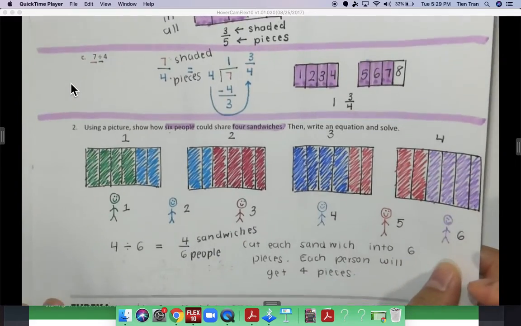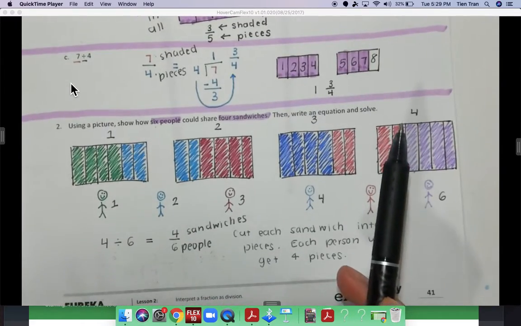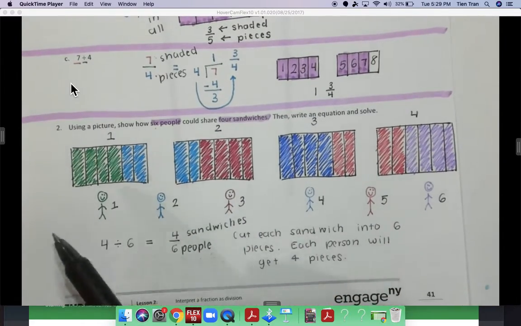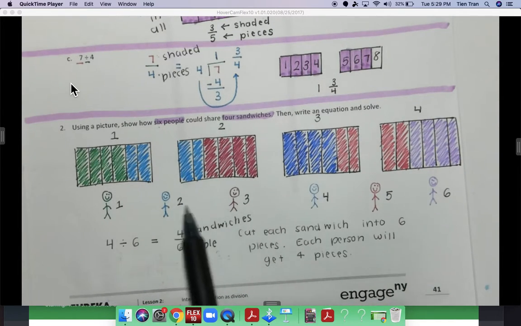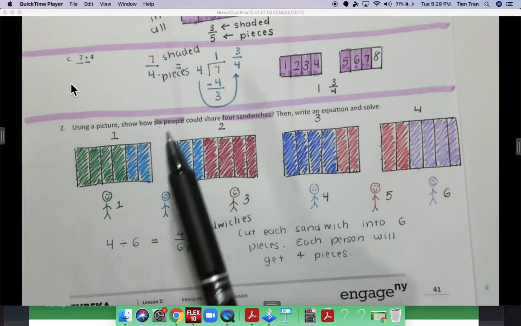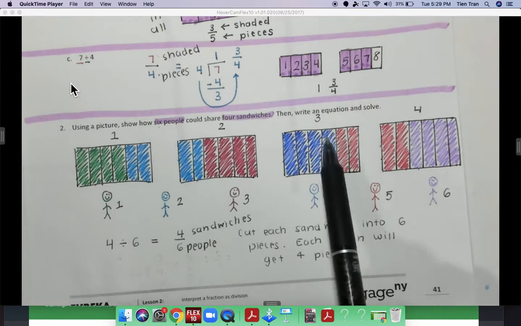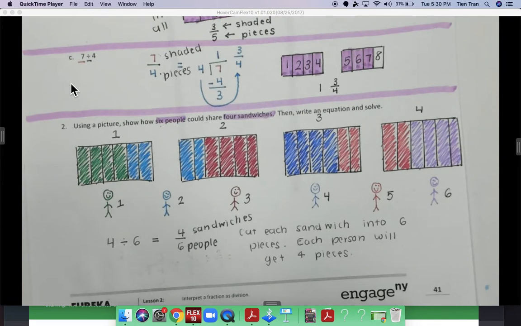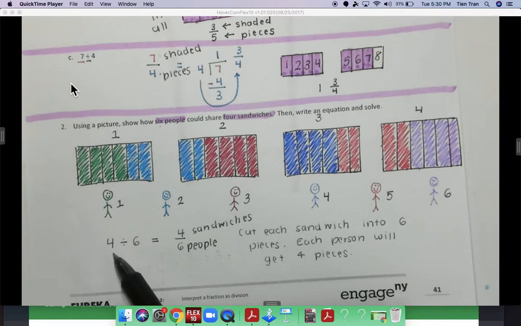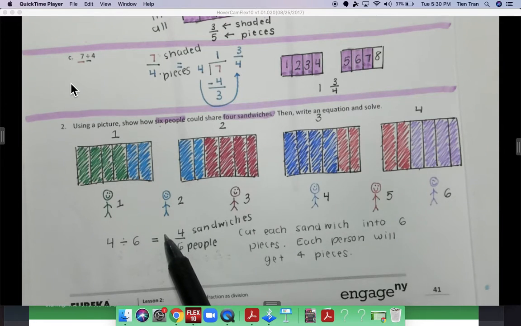Now for problem 2. Using a picture, show how 6 people could share 4 sandwiches. Then write an equation and solve. So this is my 6 people. I have 1, 2, 3, 4, 5, 6. And I have 4 sandwiches. Imagine these are sandwiches. 1, 2, 3, 4 sandwiches. Right here they tell me that I have 4 sandwiches and 6 people. So I'm dividing 4 sandwiches divided by 6 people. That would be my expression and my division equation.